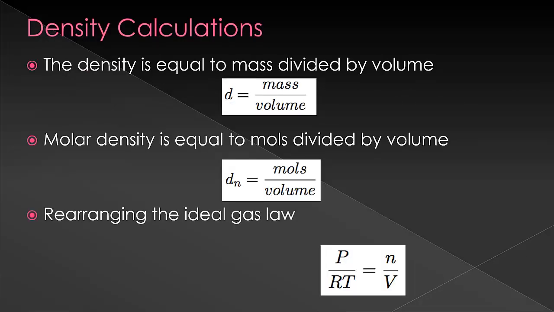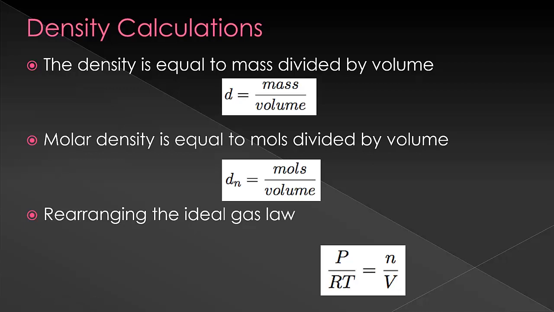First, we can talk about this in terms of formulas. If we know that density is mass over volume, we know that molar density is moles per volume, and then we can take the ideal gas law and we can see how to interconvert between pressure, the ideal gas constant, and temperature to get molar density. So we can use these three formulas and rearrange as necessary to solve for what we're going to need.